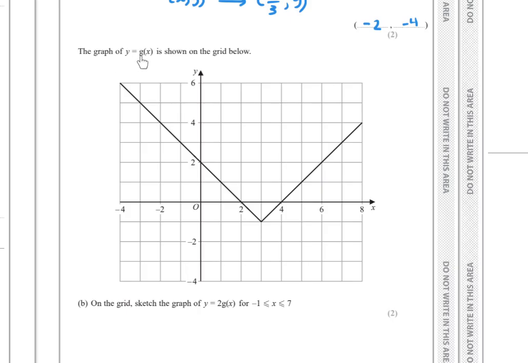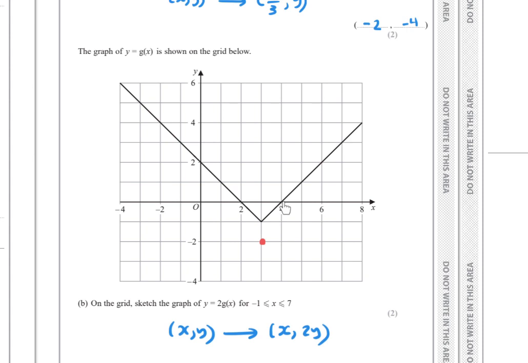The graph y equals g(x) is shown on the grid below. On the grid, sketch the graph y equals 2g(x). 2g(x) is a vertical stretch by scale factor 2. So the point (x, y) will be (x, 2y). So this point (3, negative 1) will be (3, negative 2). So this is the image for this point.